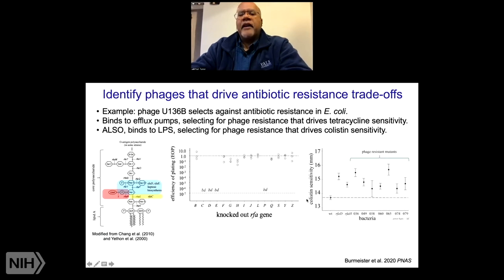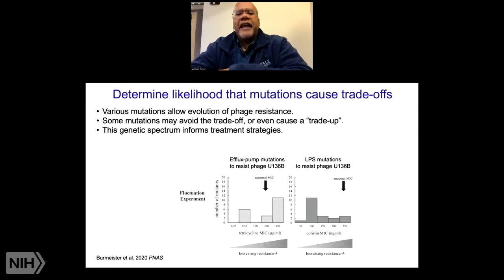But the consequence of the bacteria evolving phage resistance by changing LPS instead of TolC is shown on the right. Here, for these various strains of the mutants that we isolated in our laboratory, they now show a lesser ability to be resistant to colistin, a different antibiotic than tetracycline. Taken together, what this means is that we have evidence of two different pathways by which these bacteria could evolve phage resistance, but it leads to this problem of a trade-off.